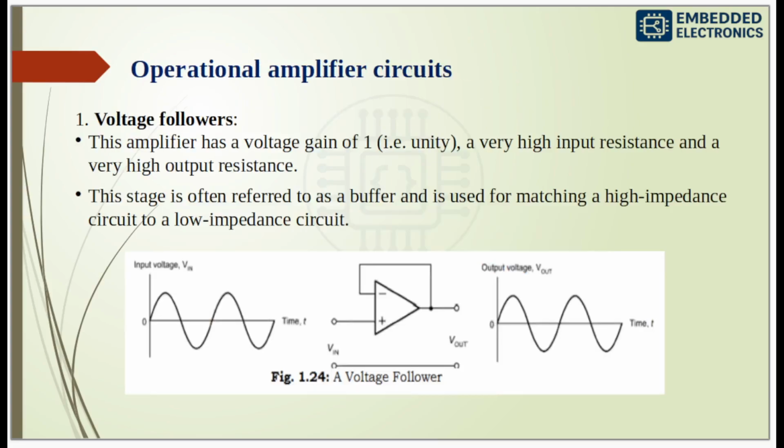And next are the operational amplifier circuits. The first is the voltage follower. This amplifier has a voltage gain of 1, very high input impedance and very low output impedance. It is also referred to as a buffer, meaning whatever input you give, you get the same output. It is used for matching a high impedance circuit to a low impedance circuit. So the output voltage V out follows the input voltage V in. So the circuit is named an op-amp voltage follower.